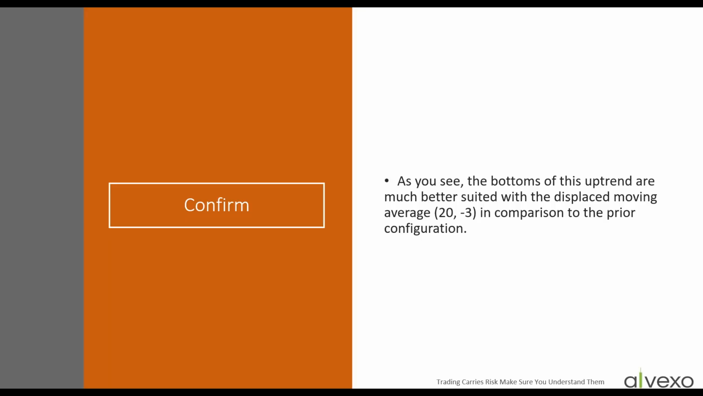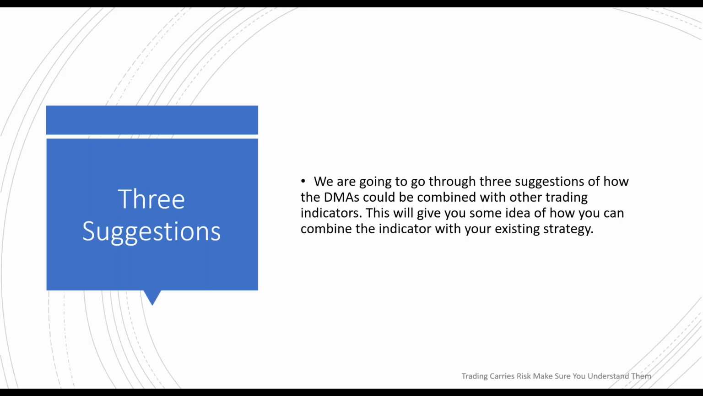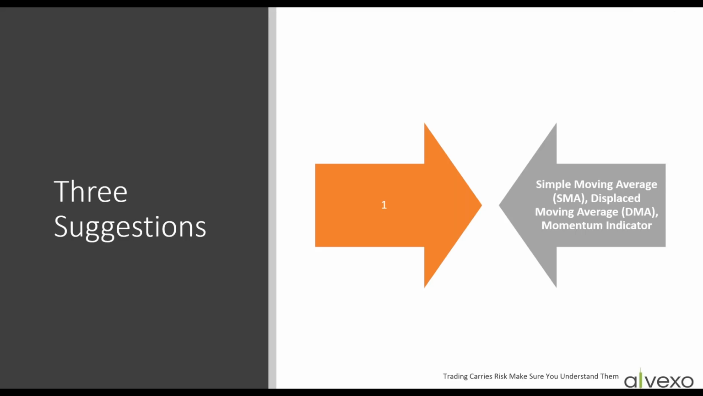So as you see, the bottoms of the uptrend are much better suited with the displaced moving average at the 20 minus 3 in comparison to the prior configuration, because you have to adapt. How can you adapt displaced moving averages indicators to your strategy? Well, we're going to go through a couple suggestions on how DMAs can be combined with other trading tools. And this will give you some idea how you combine the indicator with your existing strategy.